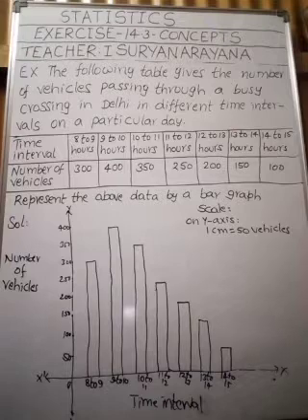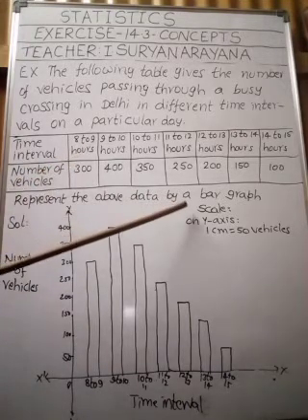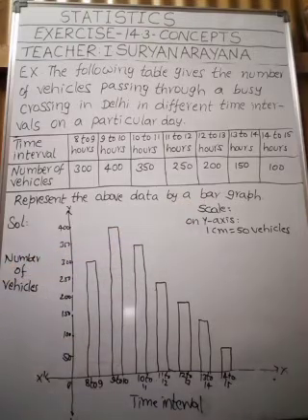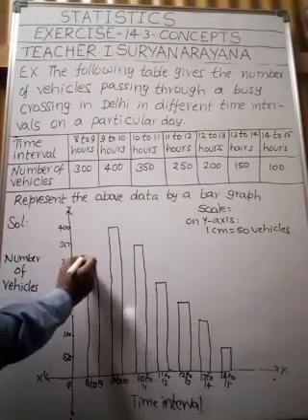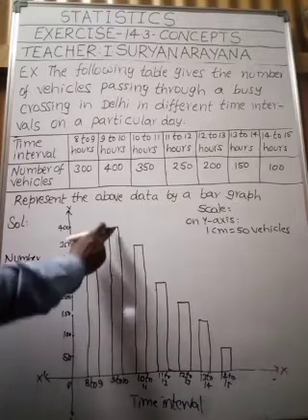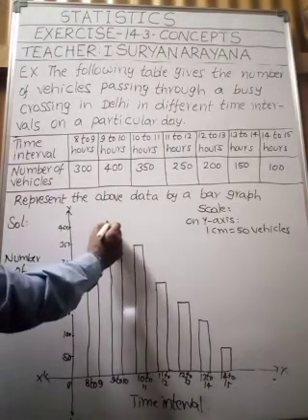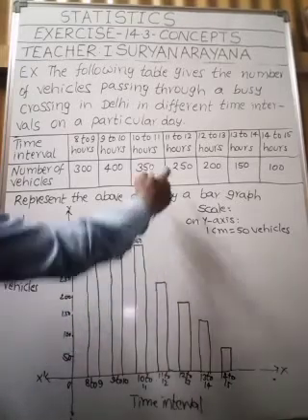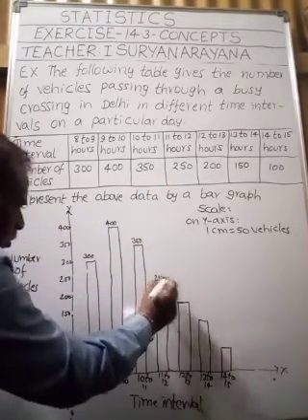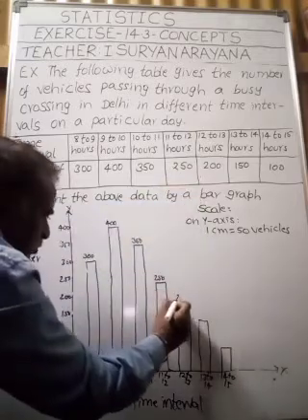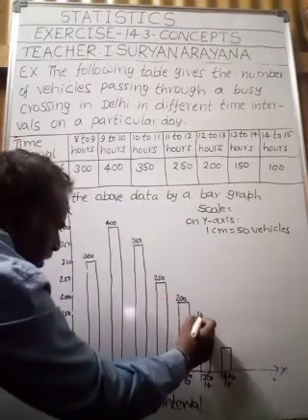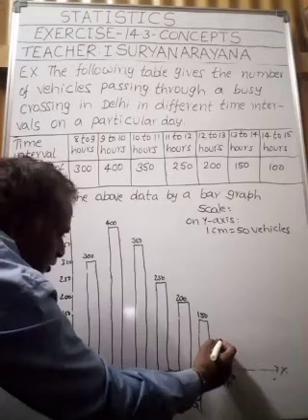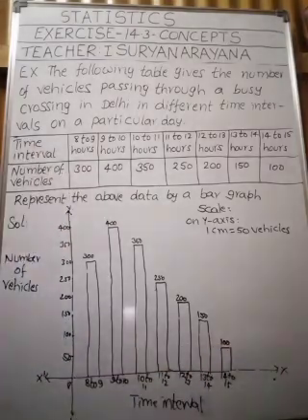This is the graphical representation of this data by a bar graph. Understood this point, my children? You can write here also 300. You can write the numbers clearly: 400, here 350, here 250, here 200, here 150, here 100. Okay, my children, understood? Right.